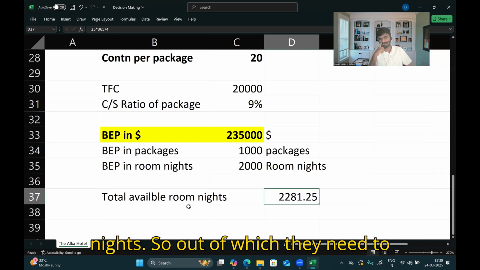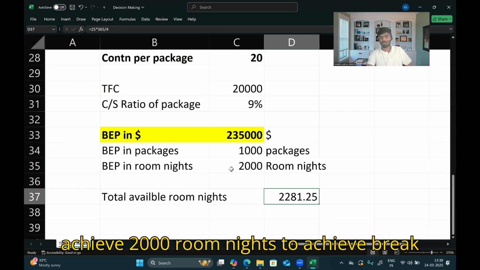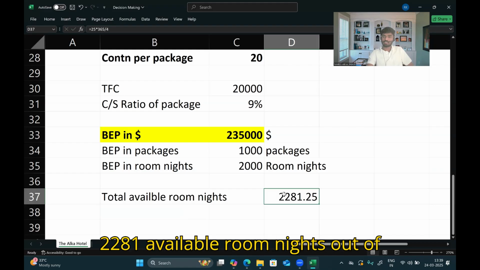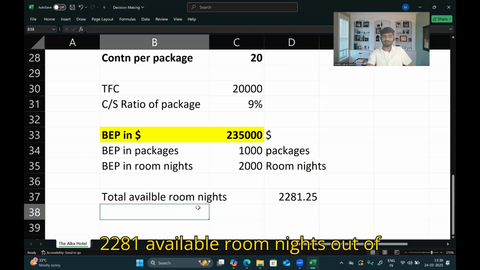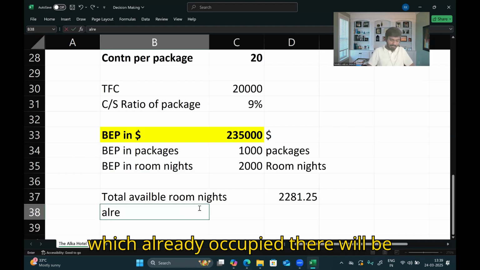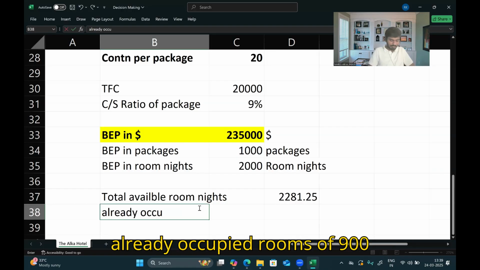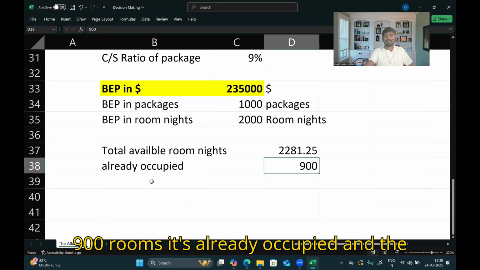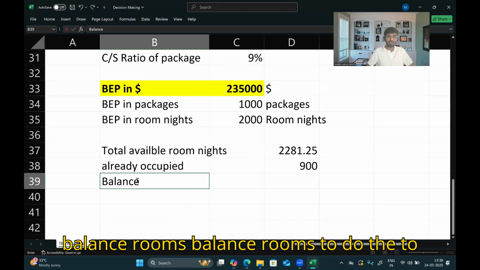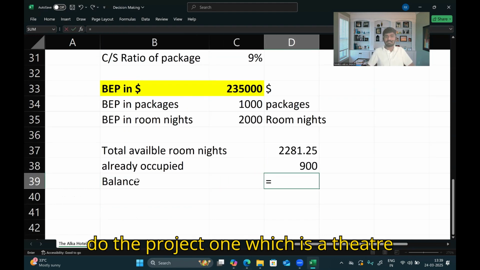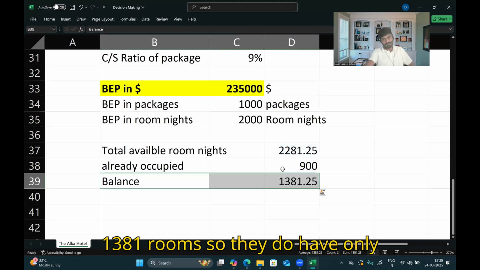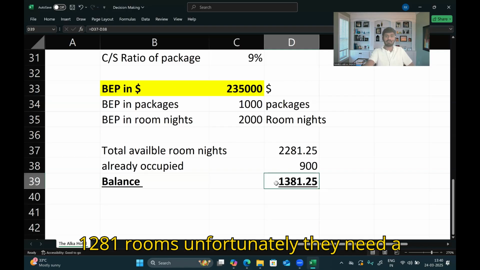It's only the available room nights, out of which they need to achieve 2,000 room nights to achieve the break-even point. Anyway, there will be 2,281 available room nights, out of which 900 rooms are already occupied. And the balance rooms to do project 1, which is the theater package, they have only 1,381 rooms.